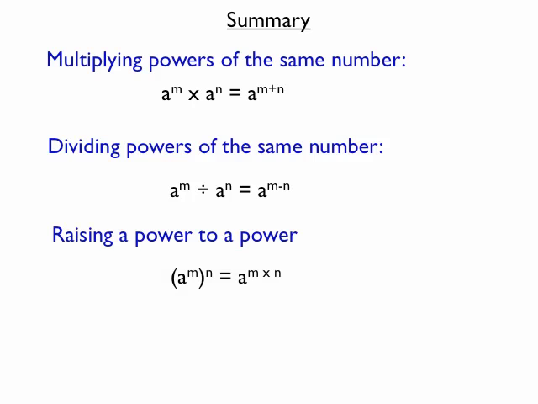Note that these rules also work with negative powers. For example, 10 to the 3rd times 10 to the minus 1st is equal to 10 to the 3 plus negative 1, or 10 to the 2nd power.